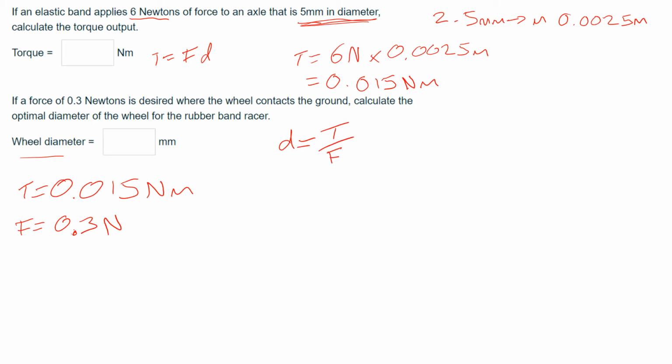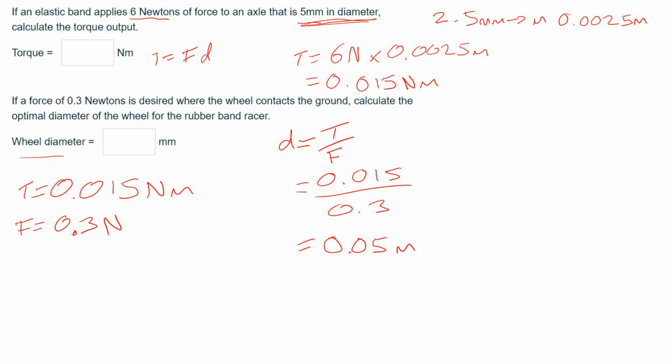But remember, D is going to be in meters, and D is also going to be the radius of the wheel. Okay, so let's evaluate what D is first. So we've got our torque of 0.015 divided by 0.3. And that gives us 0.05 meters.